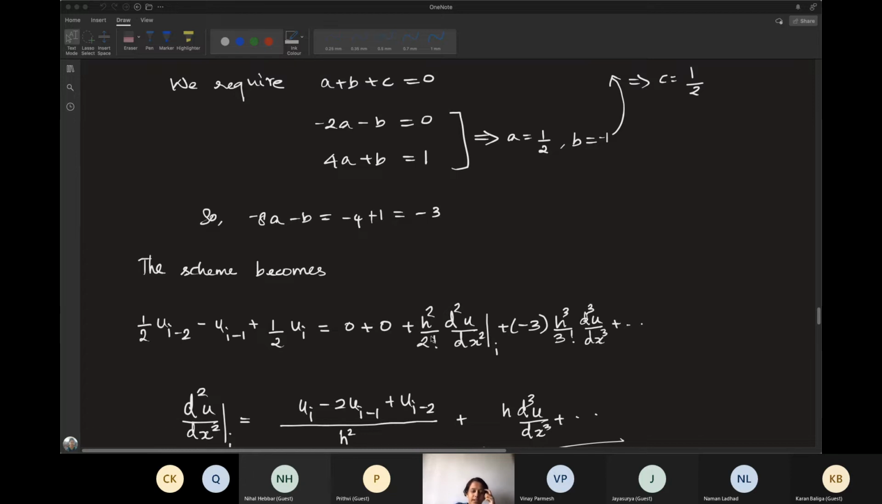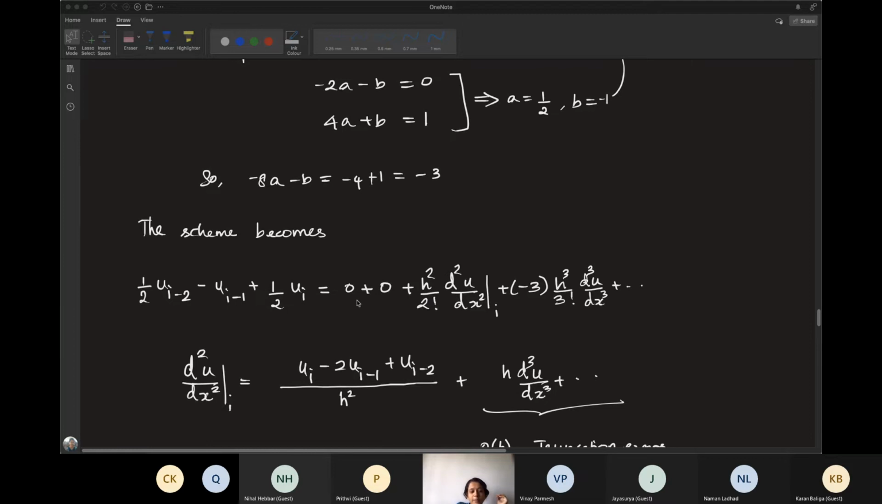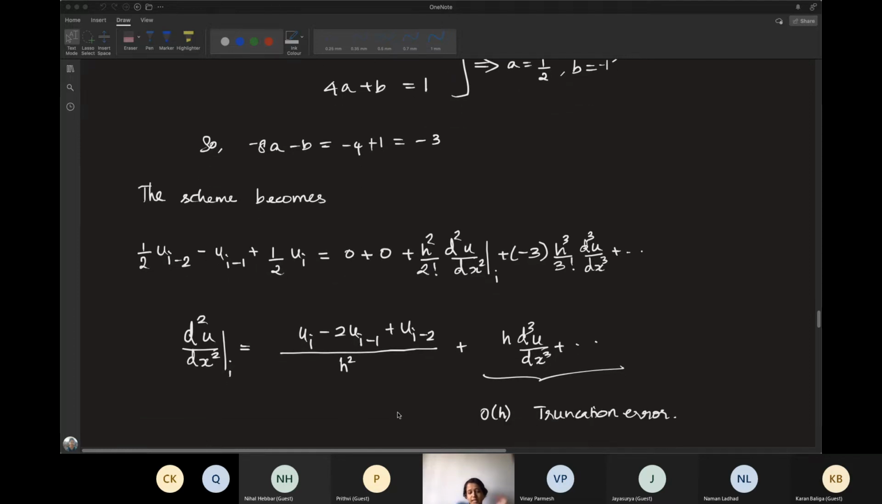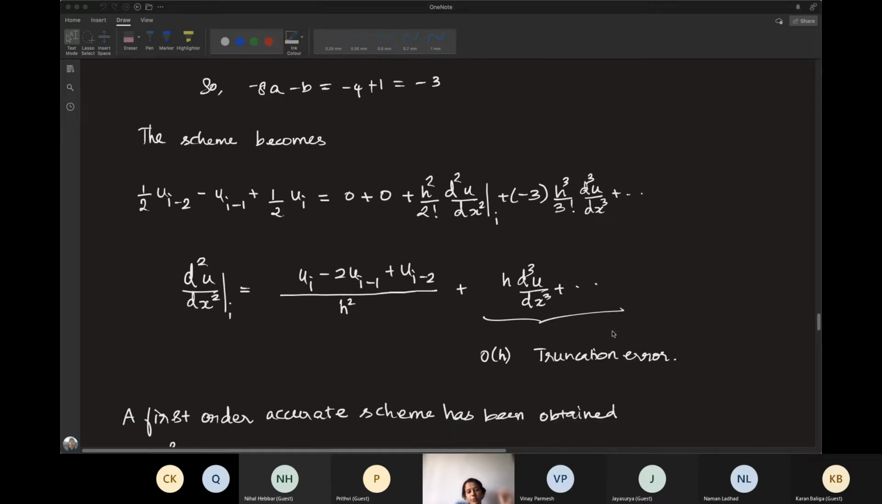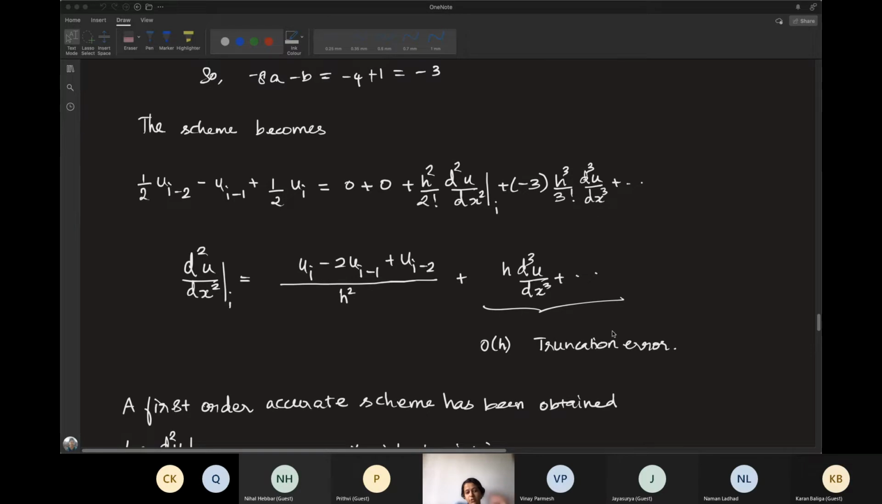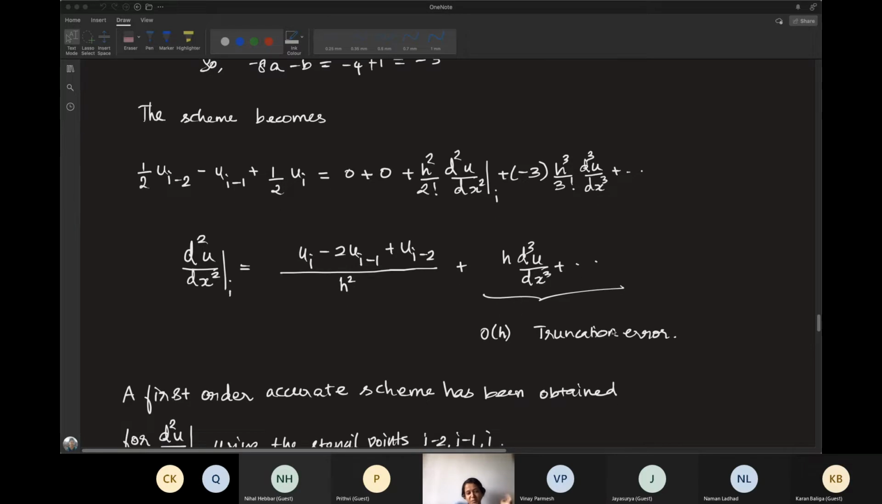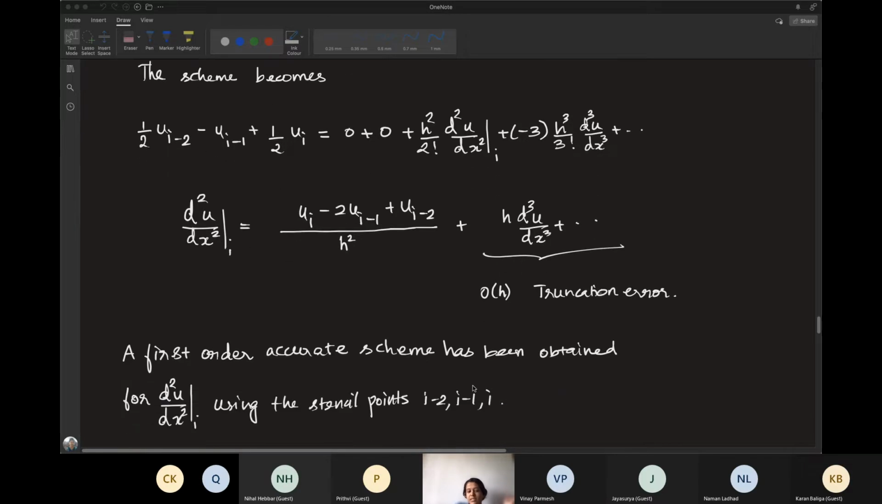So now you can find an expression for this differential operator d squared u by dx squared. In that case, you get some expression of this kind. Now your leading order term is h. The coefficient of the leading order term is h. So now your truncation error is of order h. So you have obtained a first order accurate scheme for your second order differential operator using the same stencil points I minus 2, I minus 1 and I.